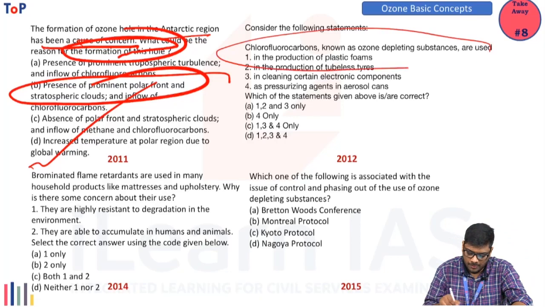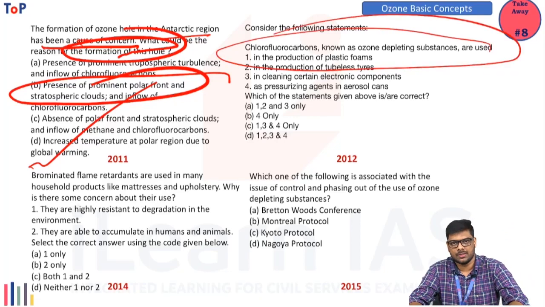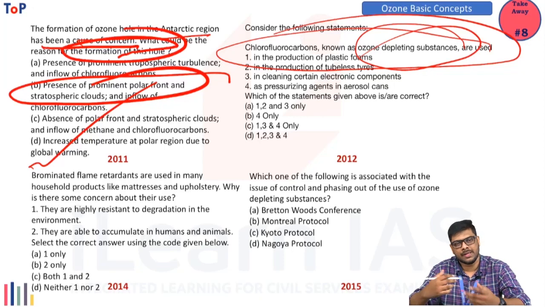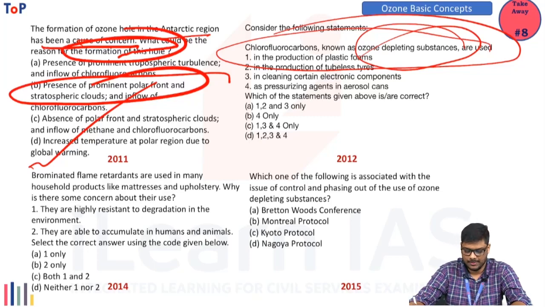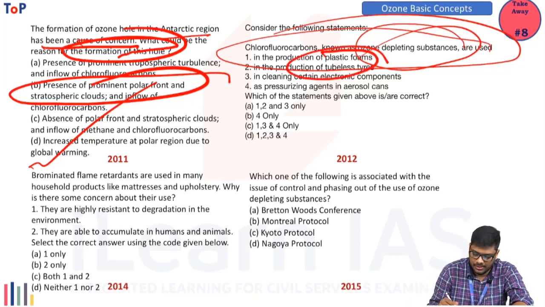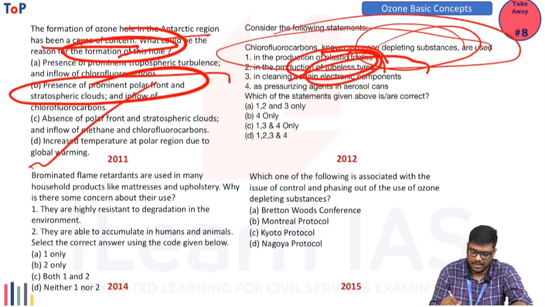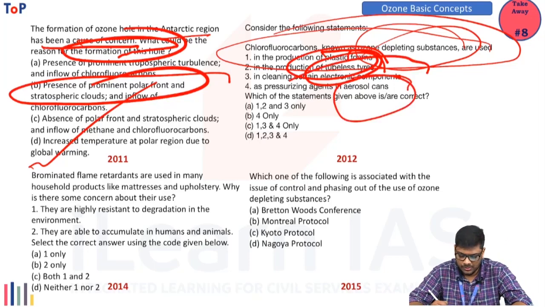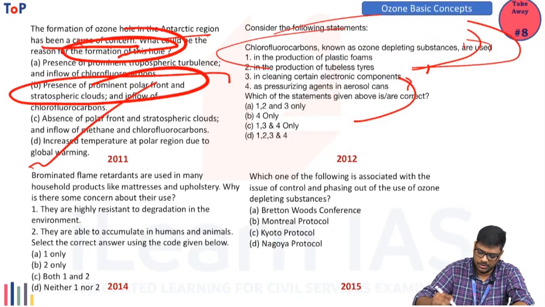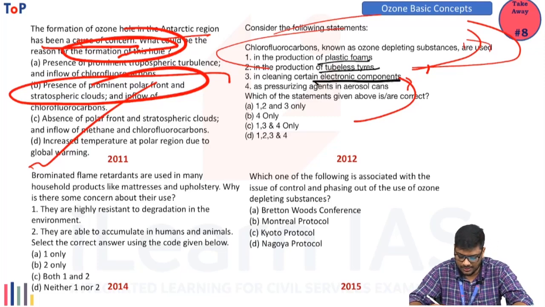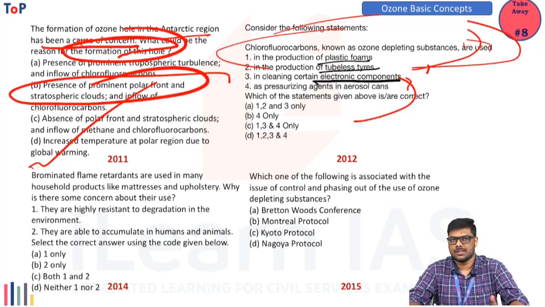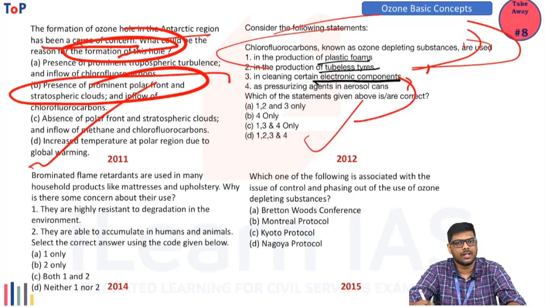And this one, chlorofluorocarbons known as ozone depleting substances. What is their source? Being a man-made compound, it can be anything. It can be contained by any other man-made compound. That's the logic. CFC is purely man-made. So any other man-made substance has a chance to contain CFCs. That is plastic foams, tubeless tires, electronic components and aerosol cans. Okay, so let me make it clear to you. See, plastic foams, tubeless tires, electronic components, all these can contain ozone depleting substances like CFCs. Which is again a very fundamental thing, right?